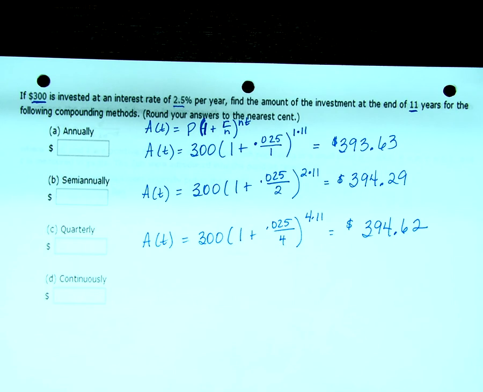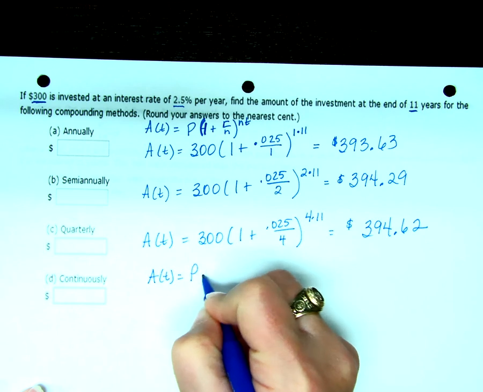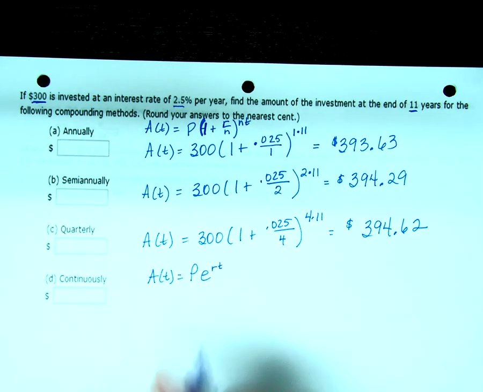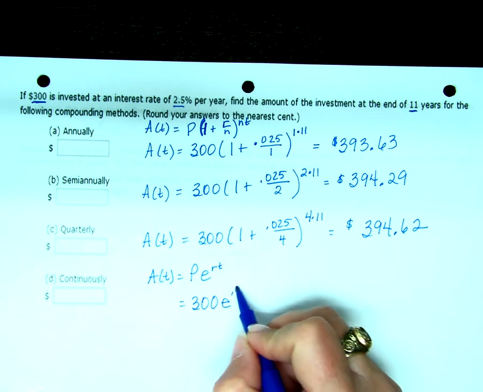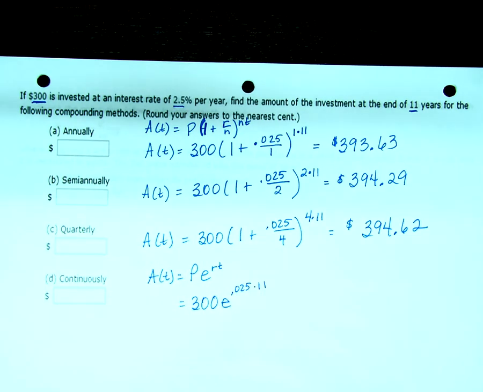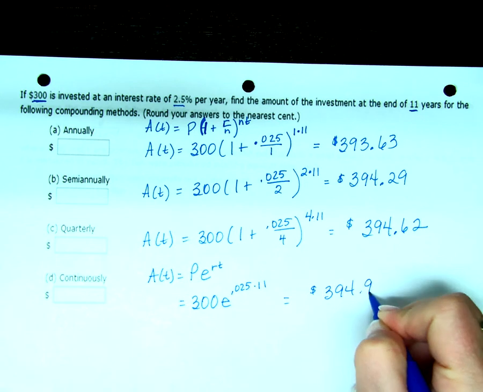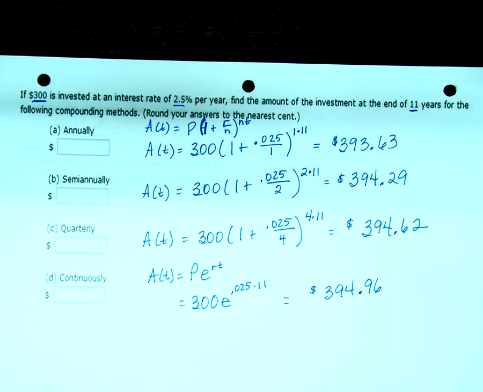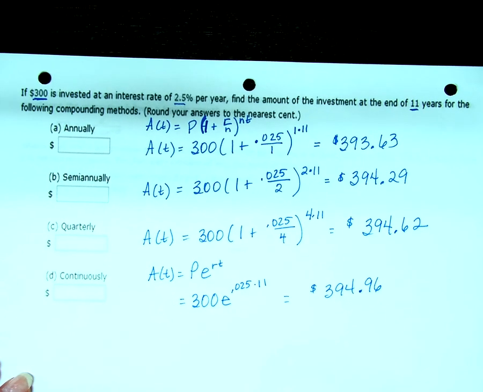So now what if I compound it continuously? Okay, compounded continuously takes a different formula. That's the one we just talked about. Okay, so I start with 300, e raised to the 0.025 times 11. Multiply the rate times the time here in the exponent. Okay, now when I do that, I get $394.96. Okay? So the more times per year that I compound my money, the greater my end yield is of my investment.